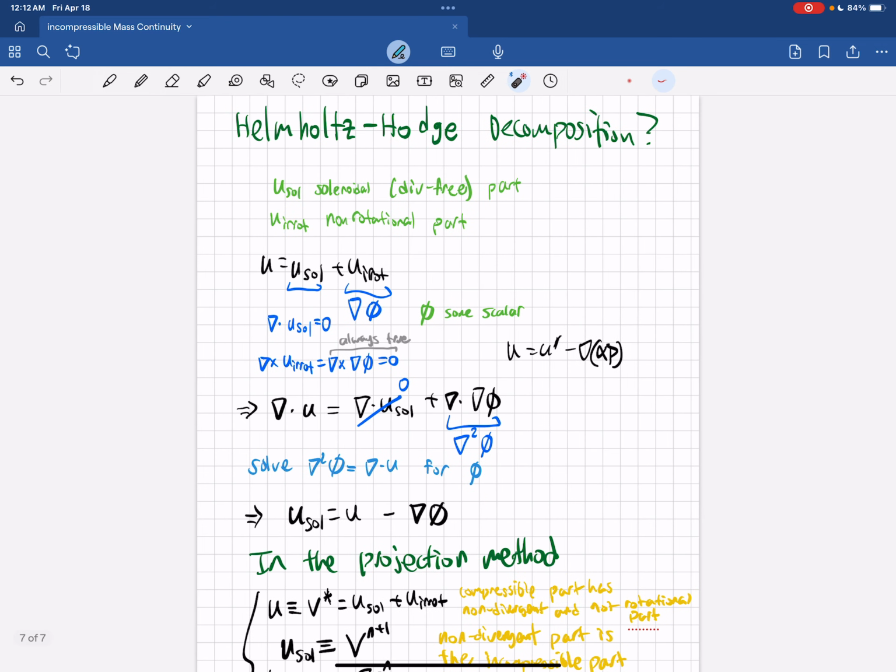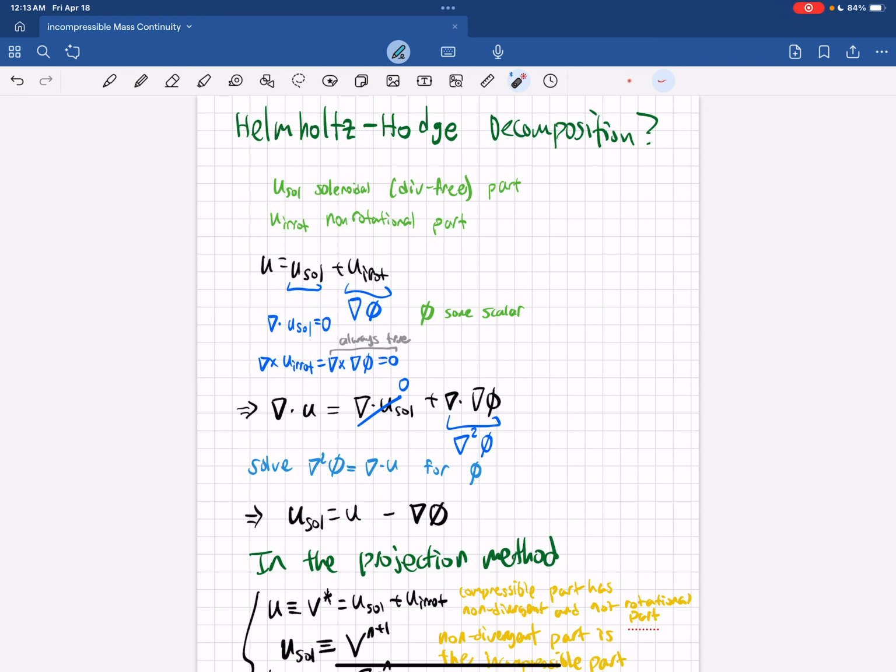So now that we know how to do it, I just want to go over where this comes from. There's something called the Helmholtz-Hodge decomposition. Helmholtz is also the person, I believe, who came up with the theory for Kelvin-Helmholtz instability in fluid dynamics. So yeah, kind of a famous name. I believe it's the same person.